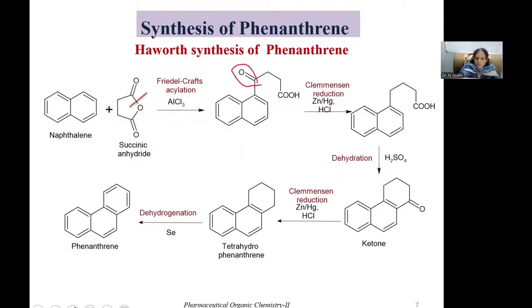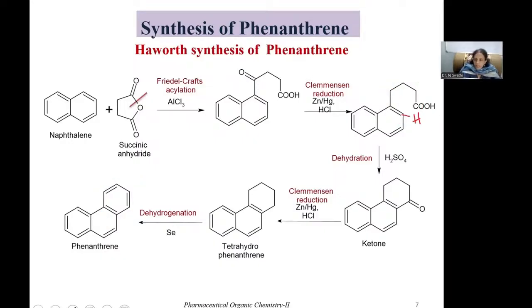Now this CO group is not required in the final structure of phenanthrene. That is why the carbonyl group is converted to a CH2 group by subjecting it to Clemmensen reduction in the presence of zinc amalgam and hydrochloric acid. That is how we will get the next intermediate. In this intermediate, even the carboxylic group is not needed. So we have to get a cyclic ring system at this particular position so that we get this part of the phenanthrene. That means cyclization has to occur, and before that the OH group should be removed. That is why dehydration is performed here by treating the resulting intermediate with concentrated sulfuric acid.